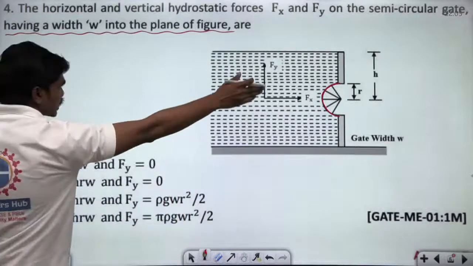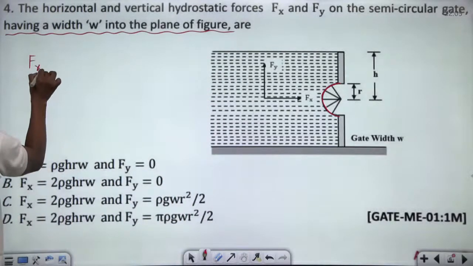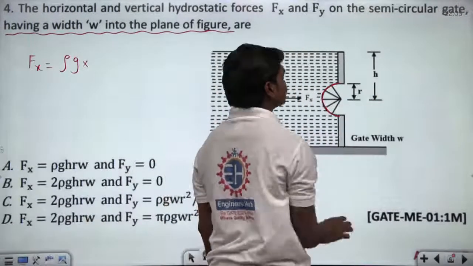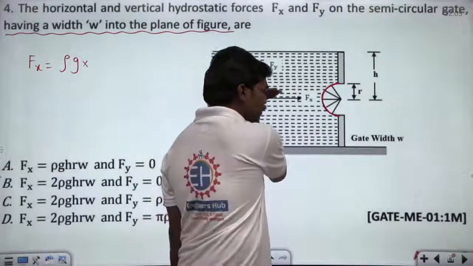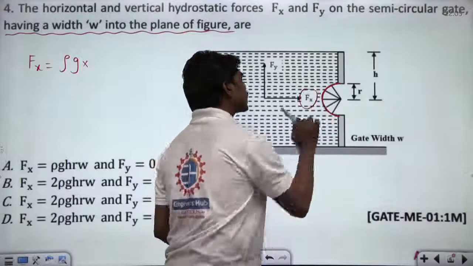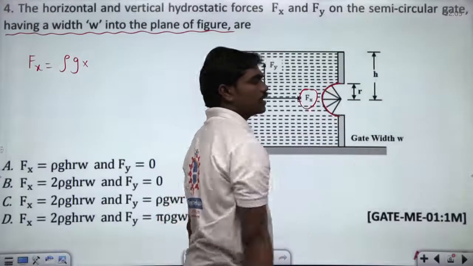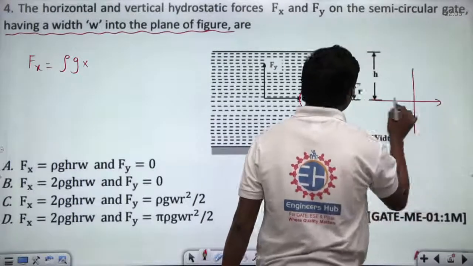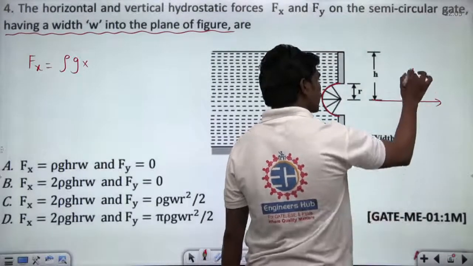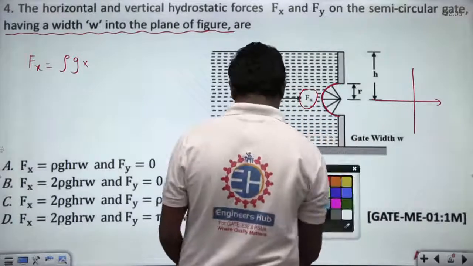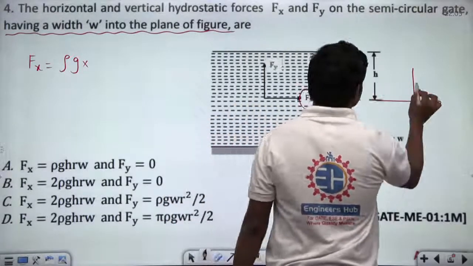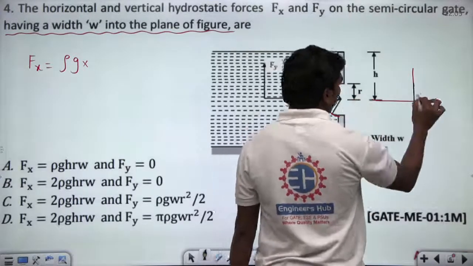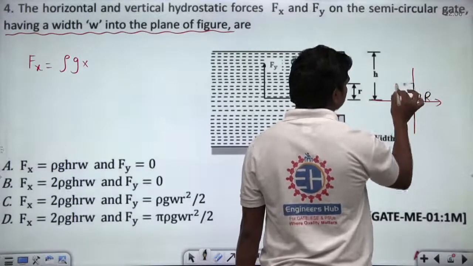I told you clearly, whenever there is a curved surface, the net force in the horizontal direction is nothing but rho g into the area of this curved projection onto a plane which is perpendicular to this x-axis, correct? So if you are looking for a horizontal force, this Fx, then this is projected onto a plane that is perpendicular to the x-axis. If this is the x-axis, then if you project this semicircle onto a plane perpendicular to it, definitely you will get some rectangle, correct? And the height of this rectangle will be 2r and the width will be w, which is into the plane of paper.